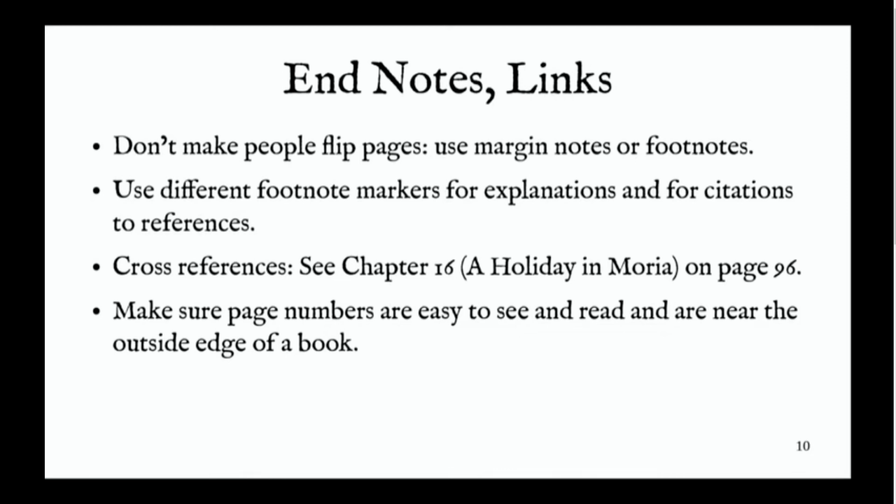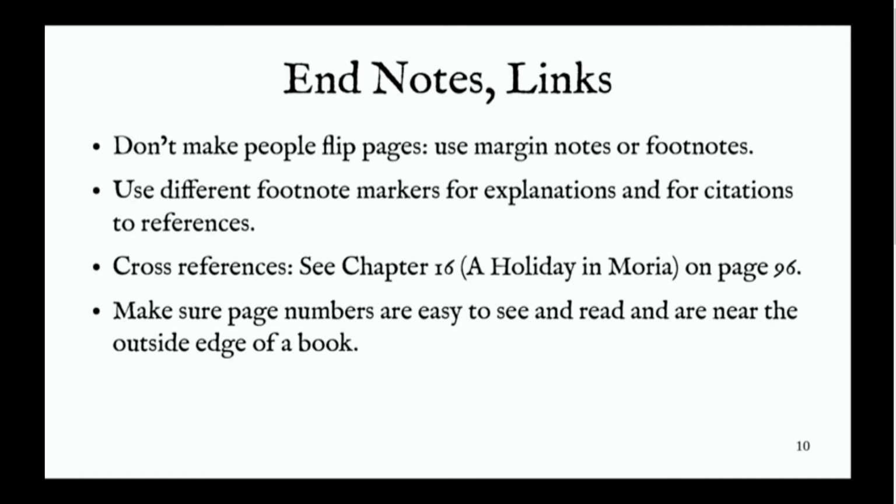It helps to use different footnote markers for explanations and for citations to references. So 1, 2, 3, for example, for explanations. References to other publications could be just in a bibliography, and you wouldn't need to look at them all directly because you use it differently.